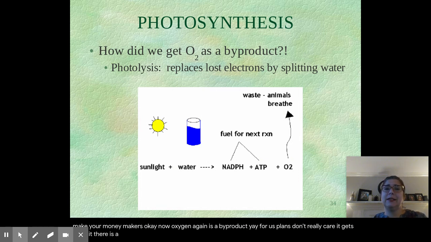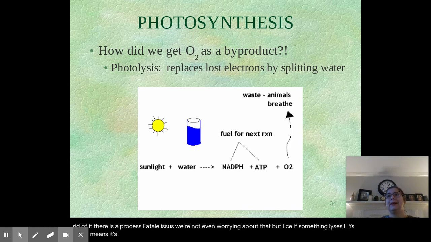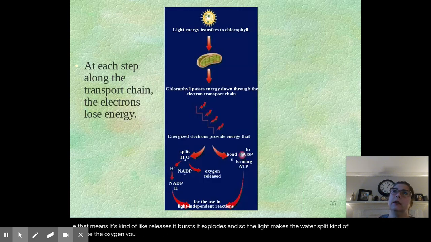There is a process, photolysis. We're not even worrying about that, but lyse, L-Y-S-E, if something lyses, that means it kind of releases, it bursts, it explodes. And so the light makes the water split, kind of release the oxygen. You don't need to know photolysis though.